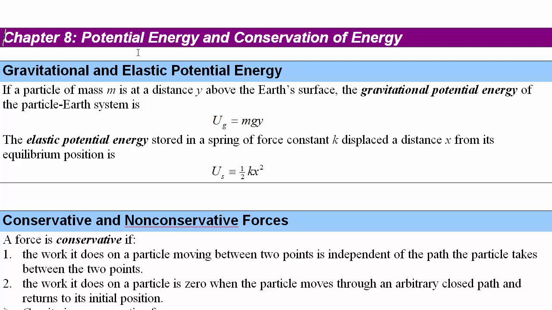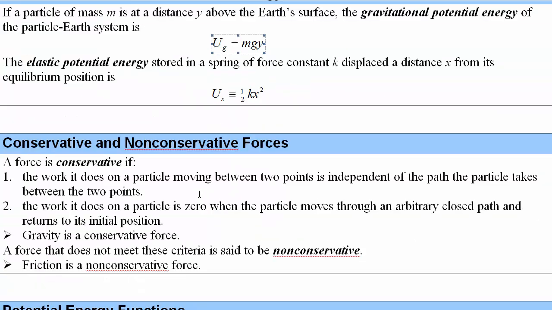Second chapter for today is Chapter 8, Potential Energy and Conservation of Energy, Gravity and Elastic Potential Energy. So gravity potential energy is mgy, where y is height, and elastic potential energy is half kx squared, where x is spring displacement. Conservative and non-conservative forces.